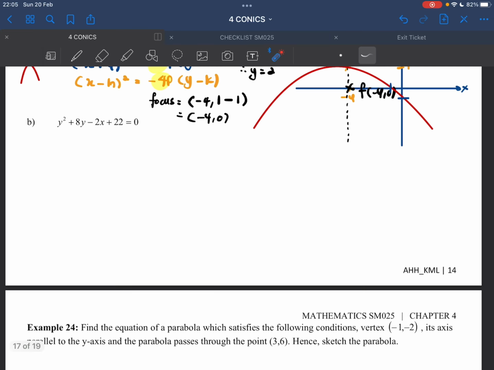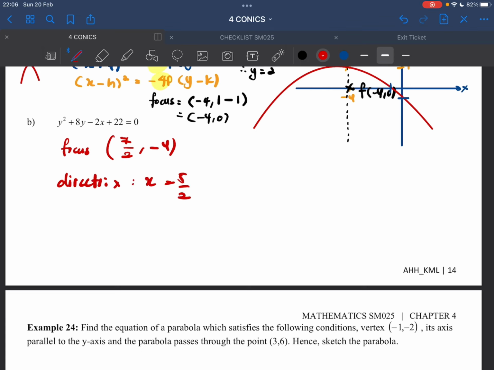Okay, so last part here we have one more example for standard equation, from general equation to standard equation. This one you can do by yourself. So I'm going to give the answer here, which is the focus is 7/2, -4. The directrix is x equals to 5/2, and the vertex is 3, -4. Okay, please do it by yourself and sketch your diagram. If you have any question, you can ask.